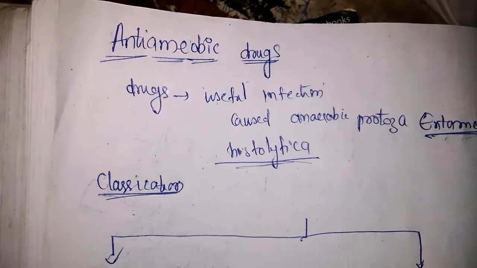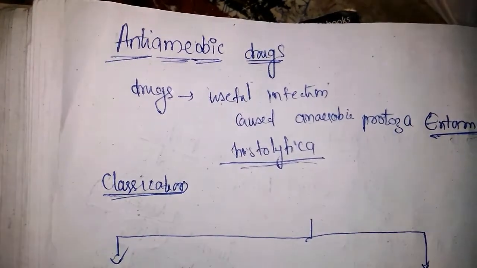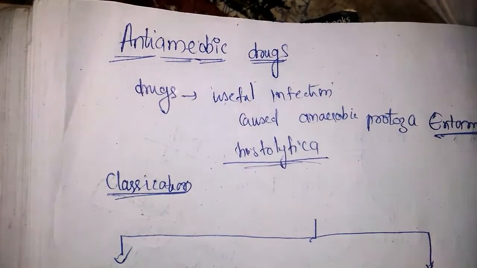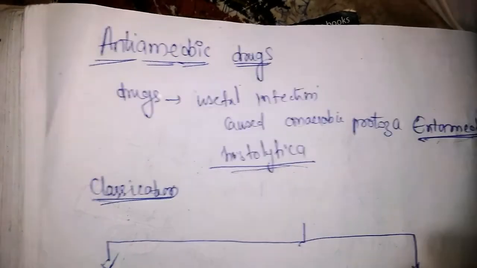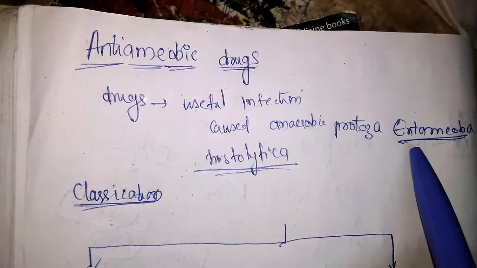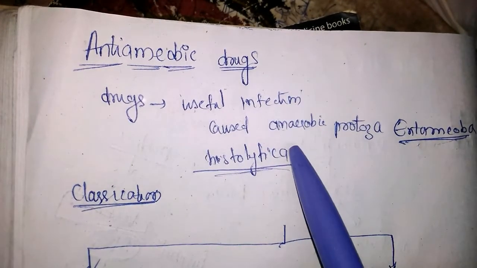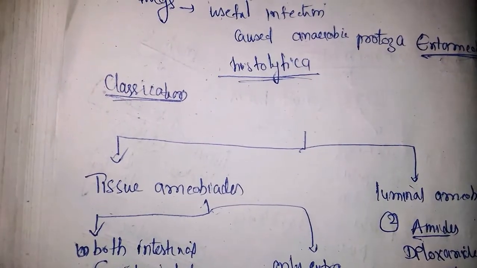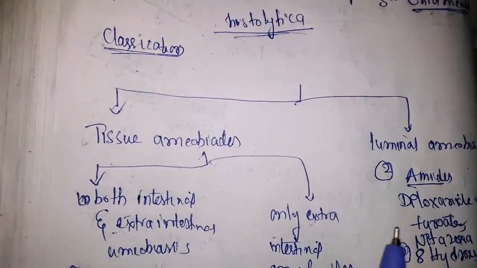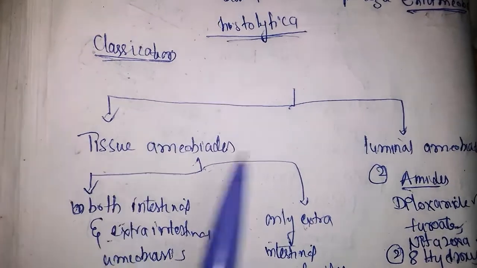Let's discuss anti-amoebic drugs. These are the drugs that are useful in infections caused by anaerobic protozoa, especially Entamoeba histolytica, because other protozoa are relatively non-pathogenic. This is the most important pathogenic organism among the protozoa. Hence, these drugs act against this anaerobic protozoa. Then coming to classification, we classify these anti-amoebic drugs mainly into tissue amoebicides and luminal amoebicides.